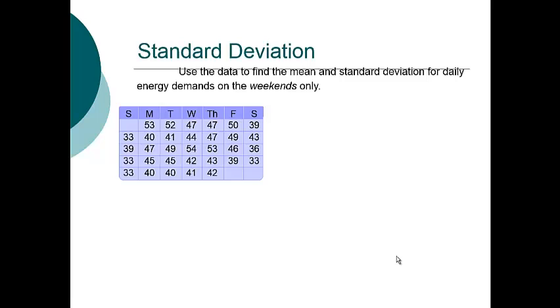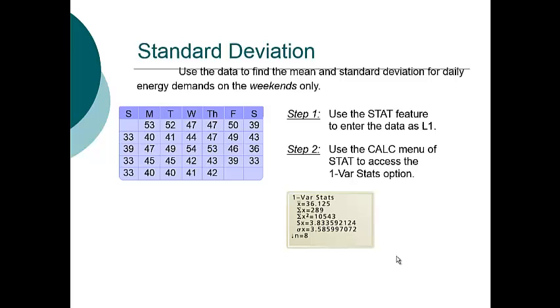So use the data to find the mean and standard deviation for energy demands on the weekends only. These are the steps that you can use to find the standard deviation by using the graphing calculator. You have to use the stat feature to enter the data as L1. Use the calc menu of the stat to access the 1-Var Stats option. And your screen should look like that with X bar and the standard deviation and n equal to 8.